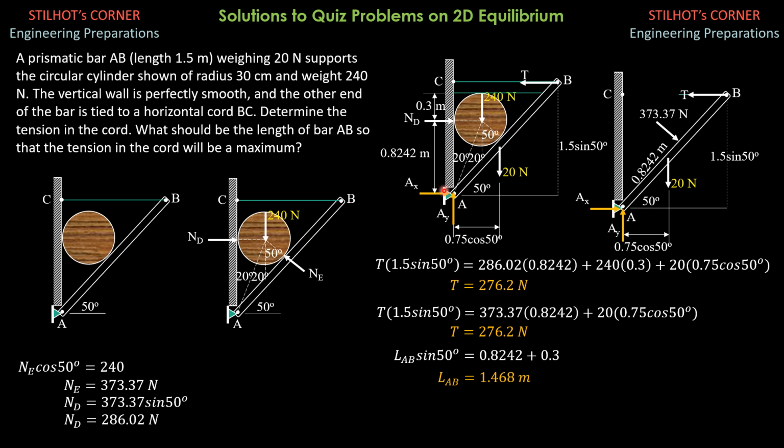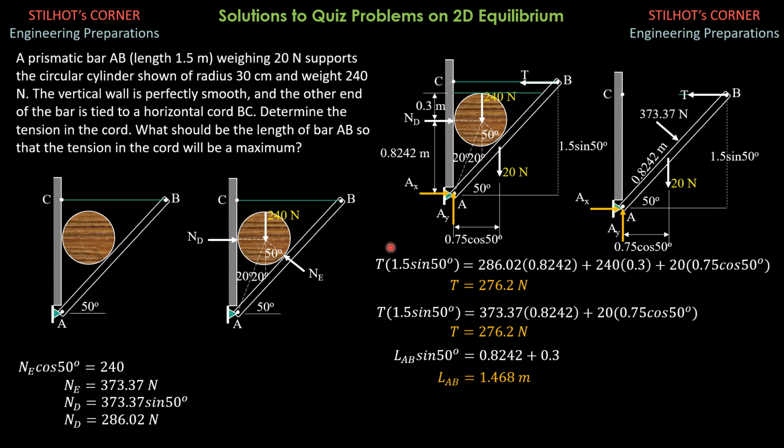So summation of moments about A, consider this FBD. Counterclockwise moment equals clockwise moments. Counterclockwise moment is T times 1.5 sine 50 degrees, which equals ND, the weight, and the weight of the bar. We are not touching this point, so we don't reveal NE. In our alternate solution, we'll have that after the explanation of this.